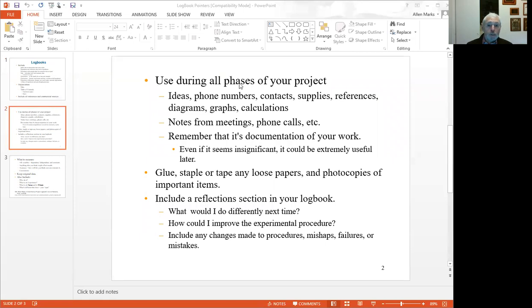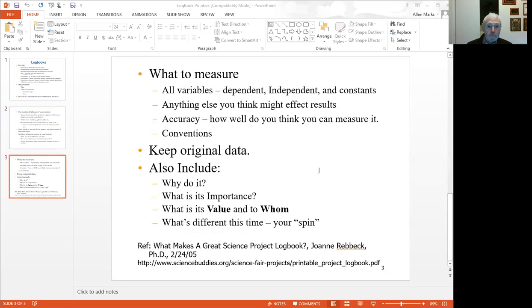It should be used during all phases of your projects, from the initial ideas all the way down to your conclusions. In addition to that, you should include a reflection section about what you would do differently or how you would improve the procedures for a future science experiment. Any loose papers that you have should be glued, stapled, or taped into the logbook.